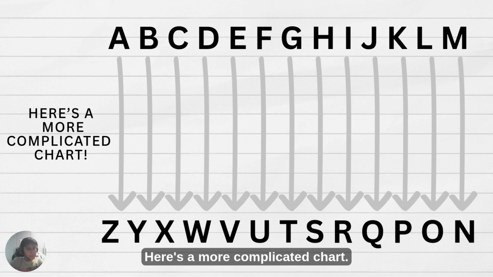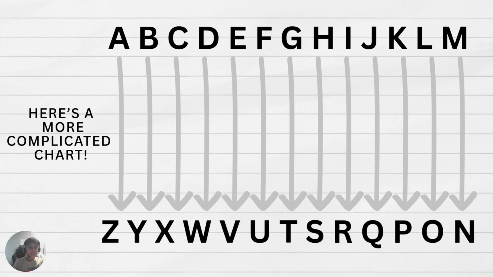Here's a more complicated chart. It's harder to draw, but this also helps people understand how to do mirror position. So this also shows A goes with Z, B goes with Y, C goes with X, all the way until M goes with N.